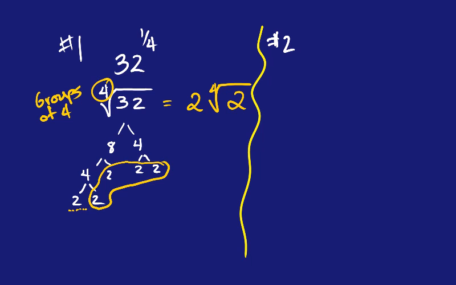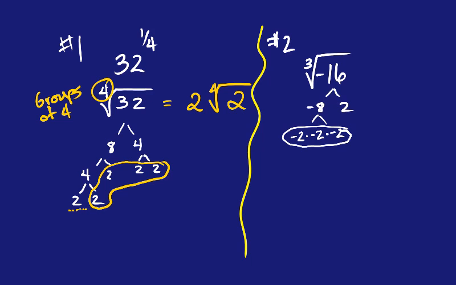So if I had, and this is kind of interesting, it'll work. If I had the cube root of negative 16. So the cube root of negative 16 actually will work really well. And the reason it'll work is because you can actually break this up. So what multiplies to negative 16? It would be negative 8 and 2. And negative 8 will actually break up into negative 2 times negative 2 times negative 2. And so you'll actually have 3 negative 2's that will make your group of 3.